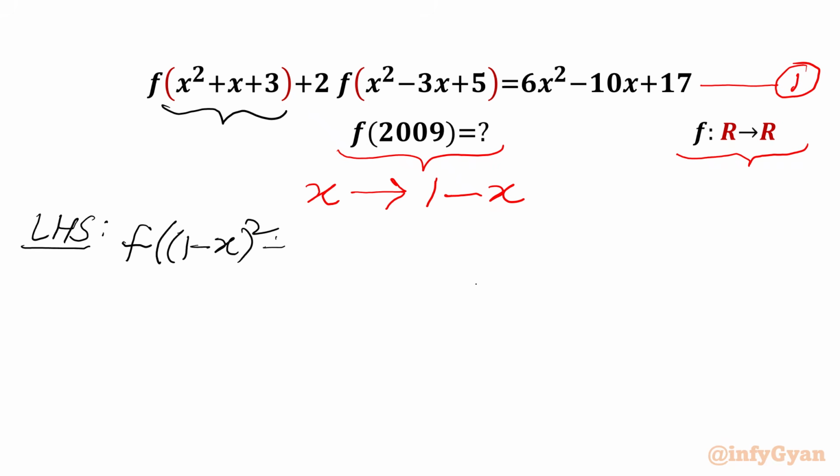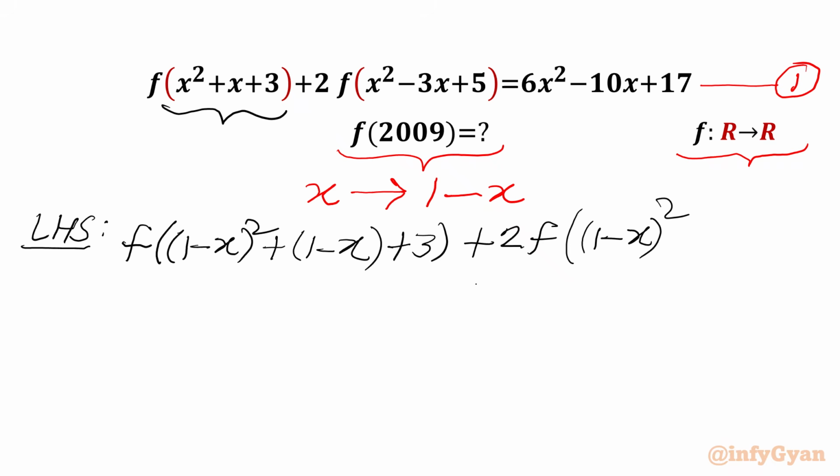Then we have plus x, so we'll write plus 1 minus x. Then we have plus 3, we'll write plus 3. Then we have plus 2 times f of, in the bracket, x square; there we'll write 1 minus x whole square minus 3 times 1 minus x. We have plus 5 at last, bracket close.